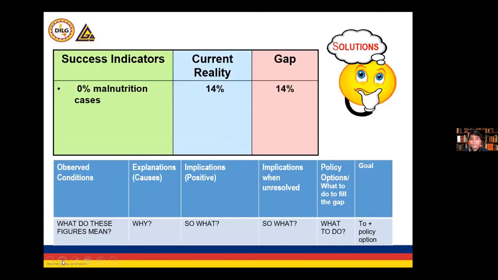So, okay, this is the format of the expanded problem solution finding matrix. So we have observed conditions, we have the explanations, the causes, and then we have the positive and the negative implications of the problems identified. Okay? And then we'll now formulate the policy options. Answers the question.